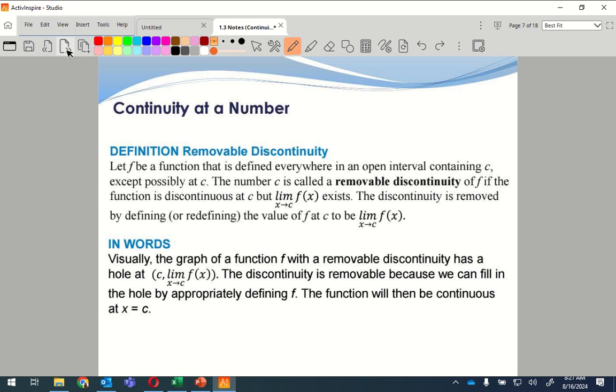Next one. Graph of the function f with a removable discontinuity. It has a hole here. The discontinuity is removable because we can fill in the hole by appropriately defining f. The function will then be continuous at that point.